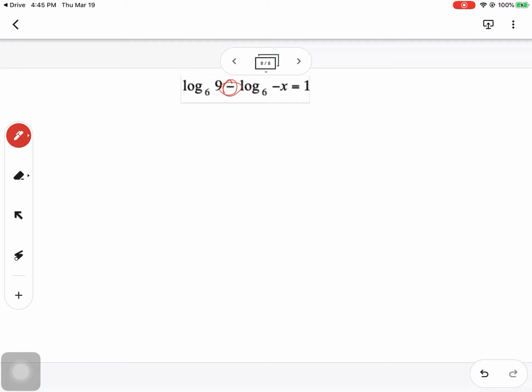Okay. Last problem to do is going to be like that one, but I wanted to make sure we had one with subtraction to talk about how we condense that. Here you have 2 logs, and the way we put them together because they are subtracted is to do 9 divided by -x.